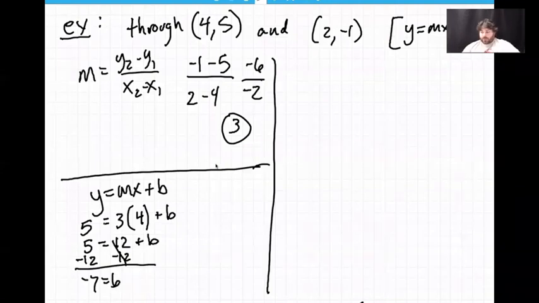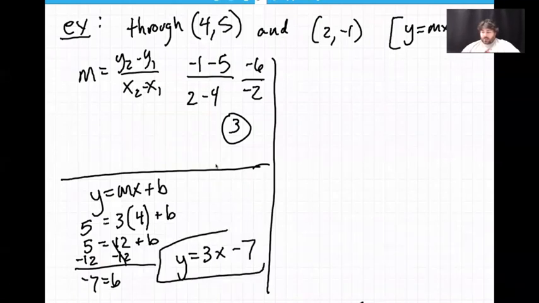Then I write it: y equals 3x plus b. Now notice when I write the equation, x and y stay as x and y. Those are variables. They have to be part of the equation. The two things that I'm writing as numbers are m and b. That's the equation of the line that passes through those two points.